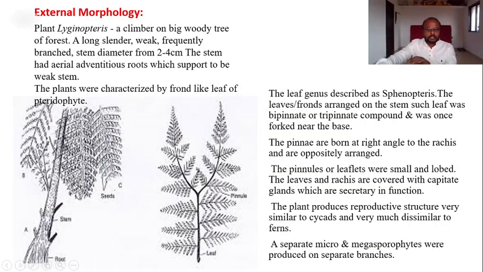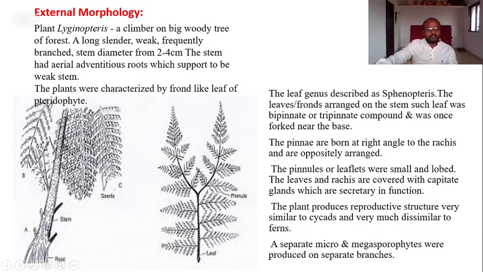So this is the Lyginopteris plant, the entire plant. This plant is a climber, and it climbs on the big woody trees of the forest. That means the stem is weak, and therefore this plant climbs on another support, that is the big tree in the forest. The stem is long, slender, weak and frequently branched, and the stem diameter ranges from 2 to 4 centimeters.